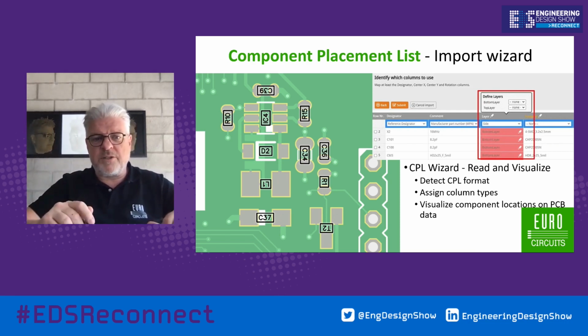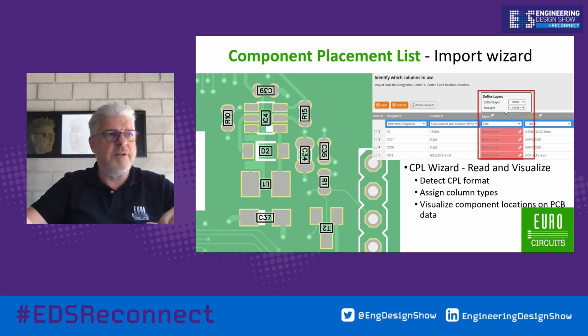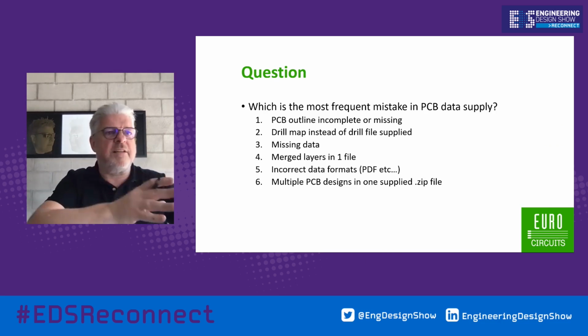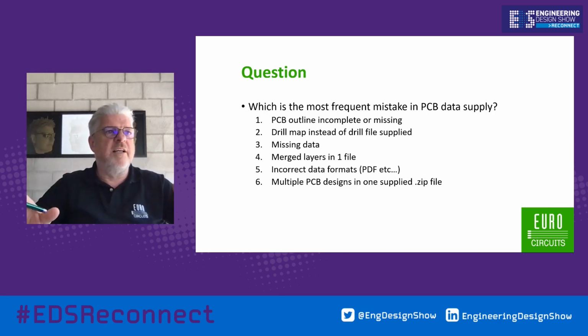The same thing is for the component placement list, which is the third set of data we would need to make a completely assembled board for you. Now, if you look at the communication of bringing the CAD data to the CAM side, then you might think of what is the biggest problem that we are faced with in just this communication.